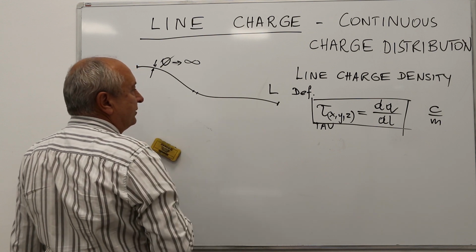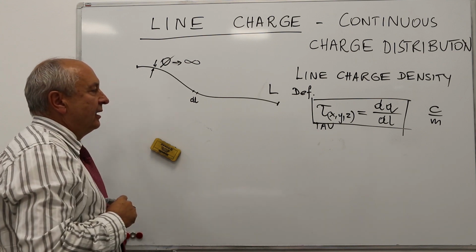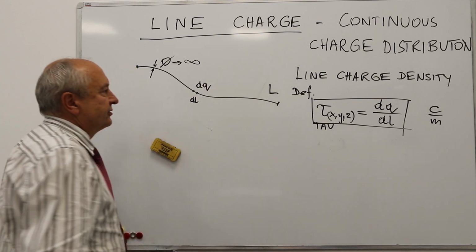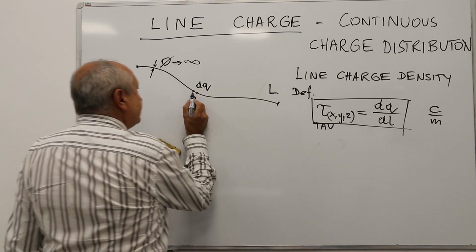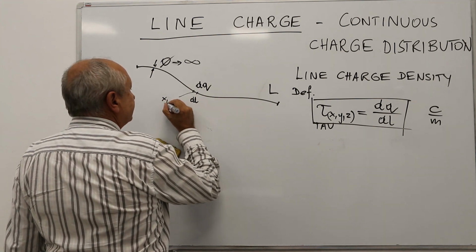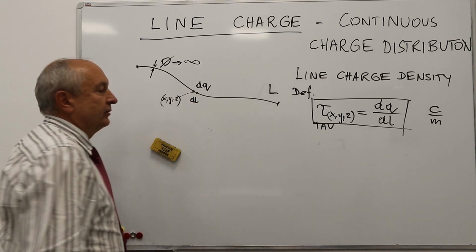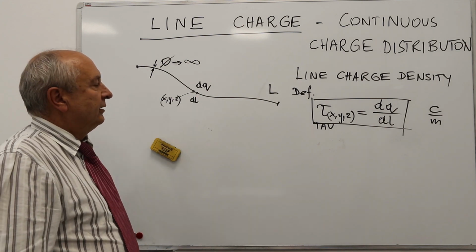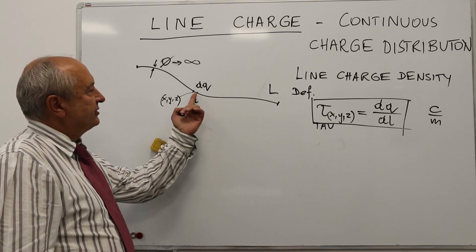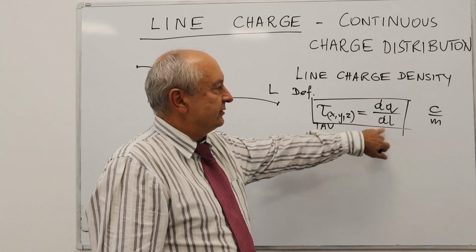Here we take a differential distance dl, and on this distance there is charge dq. And for the density, here we have the point x, y, z. So the coordinate of this point is x, y, z, and the charge density at this point is equal to this value.